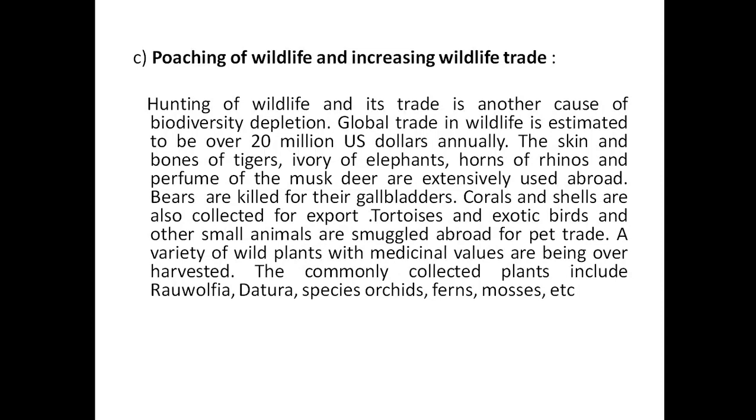Tortoises and exotic birds and other small animals are smuggled abroad for the pet trade. A variety of wild plants with medicinal values are being over-harvested. The commonly collected plants include Rauwolfia, Datura, orchids, ferns, mosses, etc. All these are threats to biodiversity and lead to loss of biodiversity.